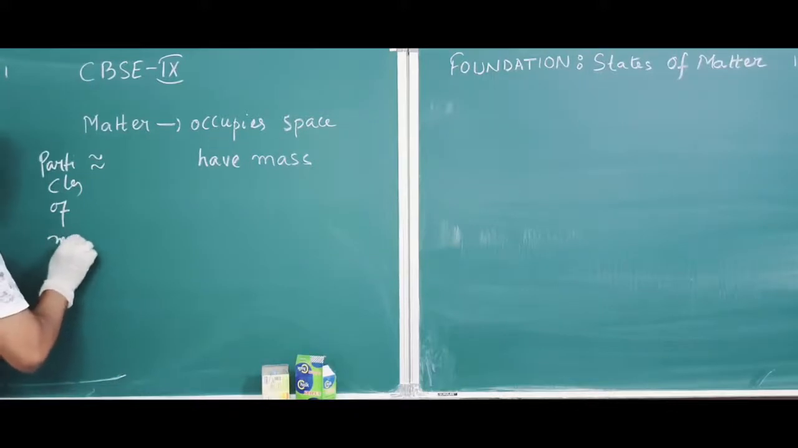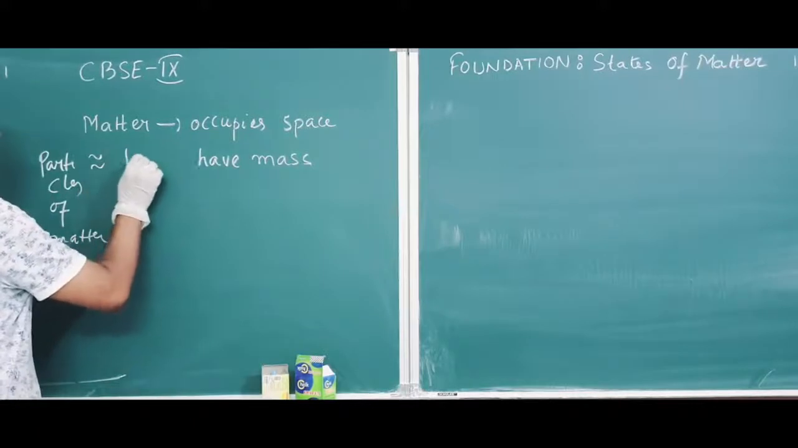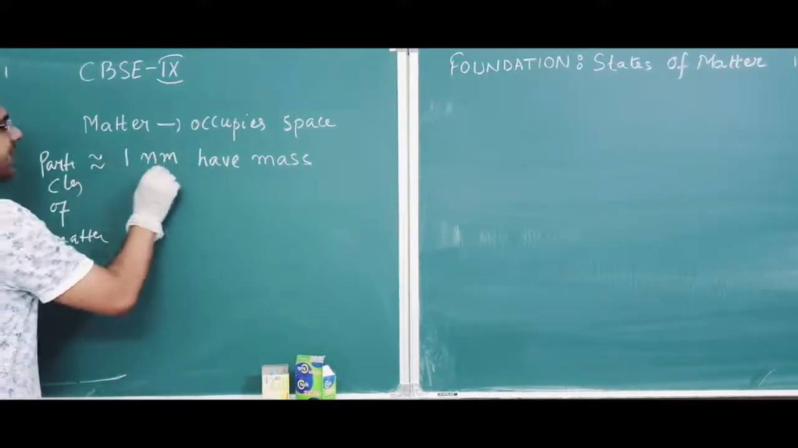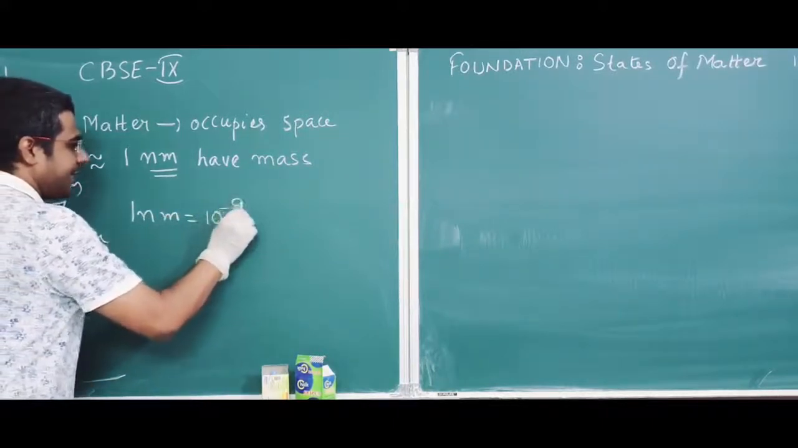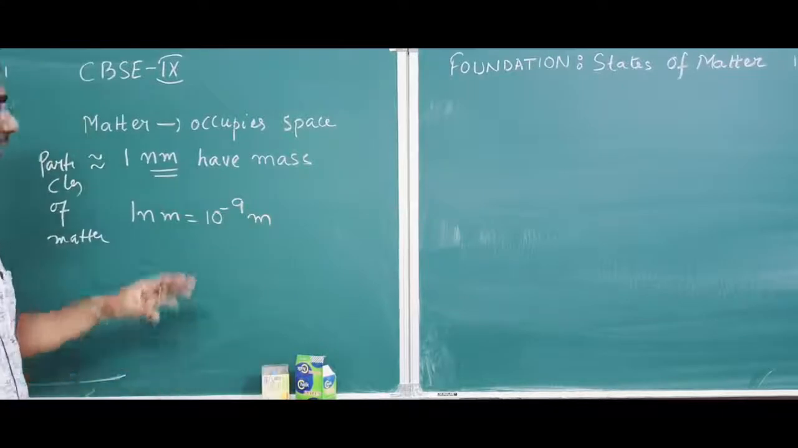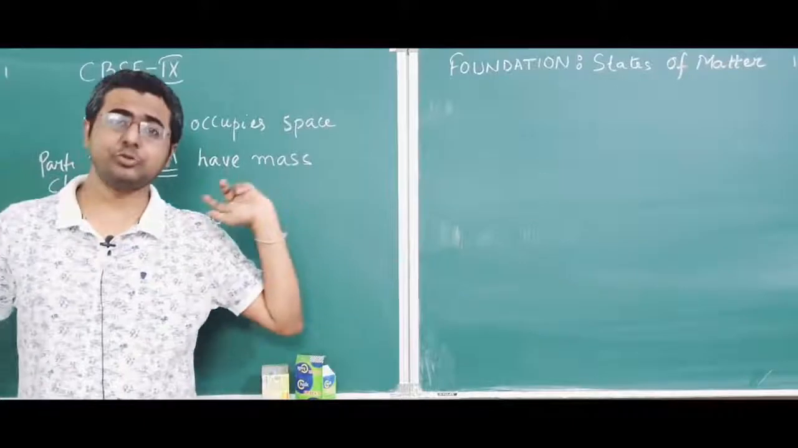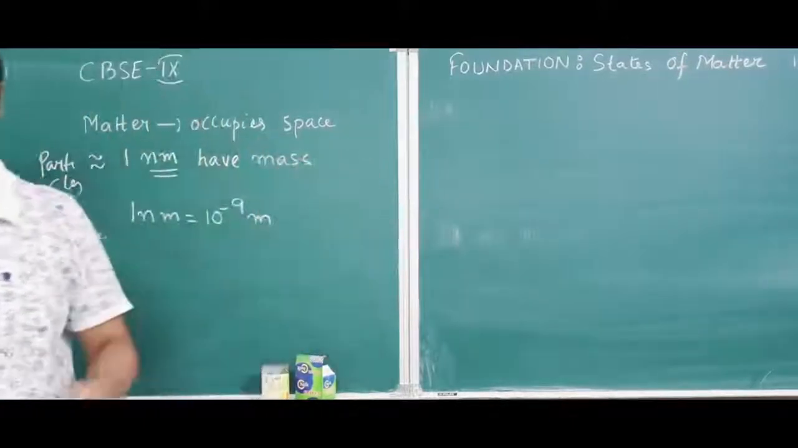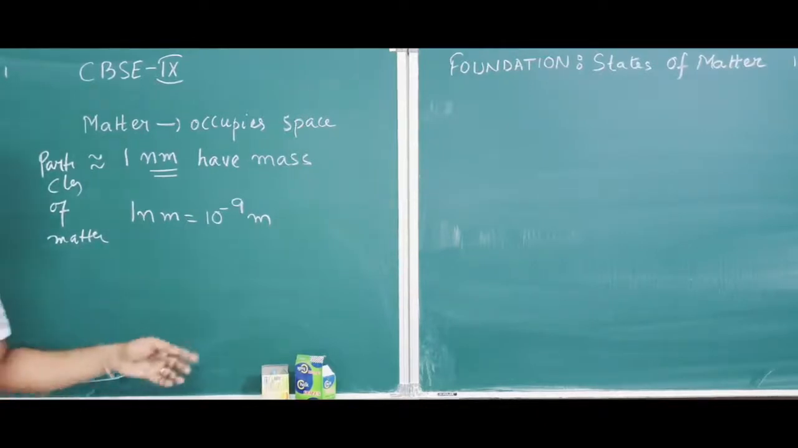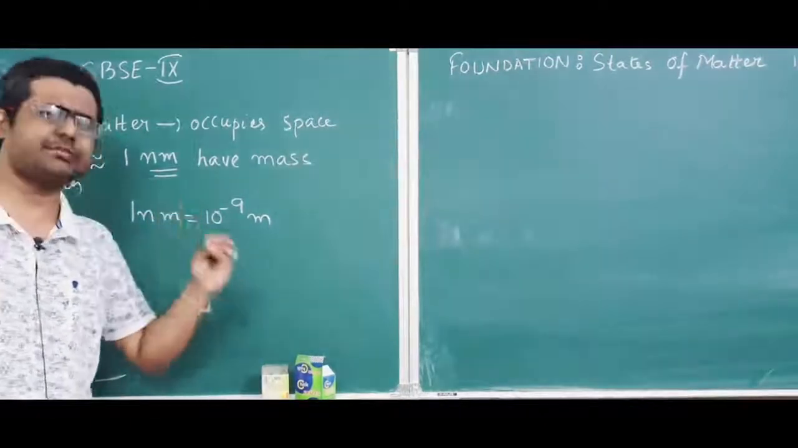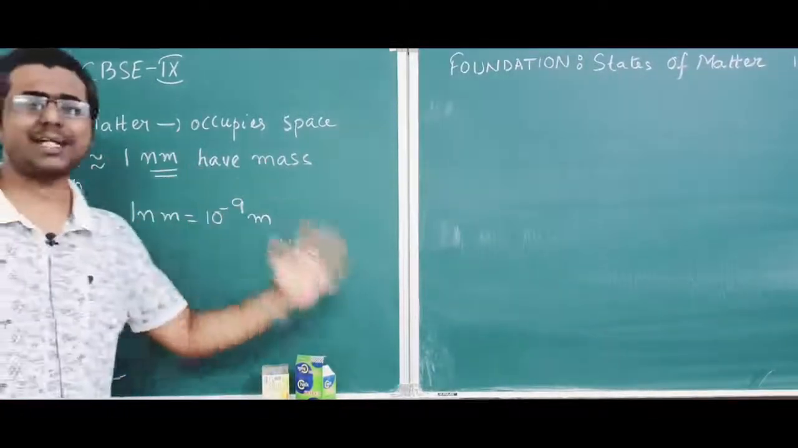of matter, particle meaning the smallest particle, will be in the range of nanometer. What is a nanometer? 1 nanometer is equal to 10 to the power minus 9 meter. So you can understand how small the smallest size is. This is 1 meter divided by 1 followed by 9 zeros. That is very, very, very small, hugely small, right? So that is what matter is.